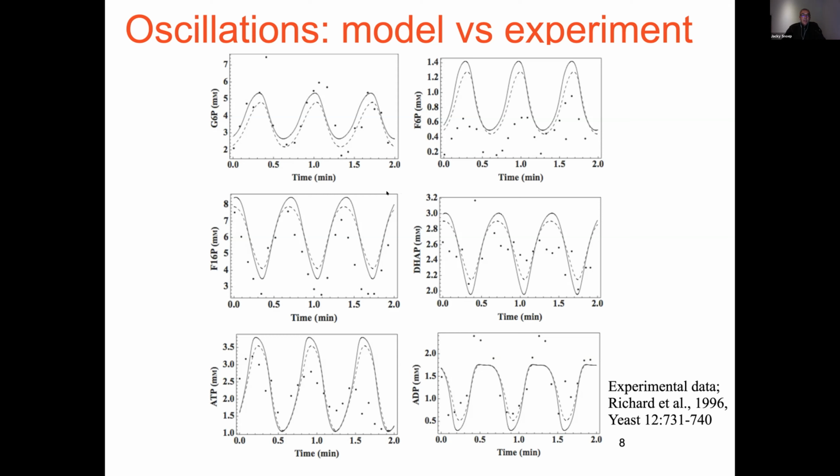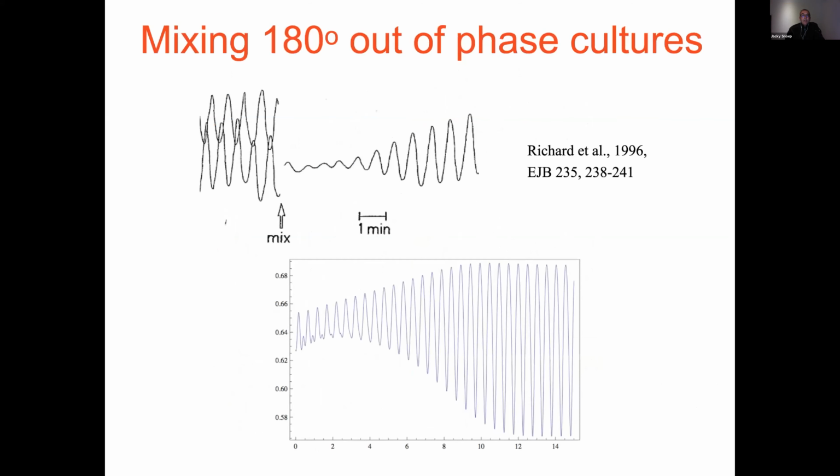So for instance, the frequency is quite good. The phases between the different metabolites is good. And some of the amplitudes are also fairly good. So this one not so good, but this one was given, so that's not a validation, but many of the other ones were quite close to the experimental observations.